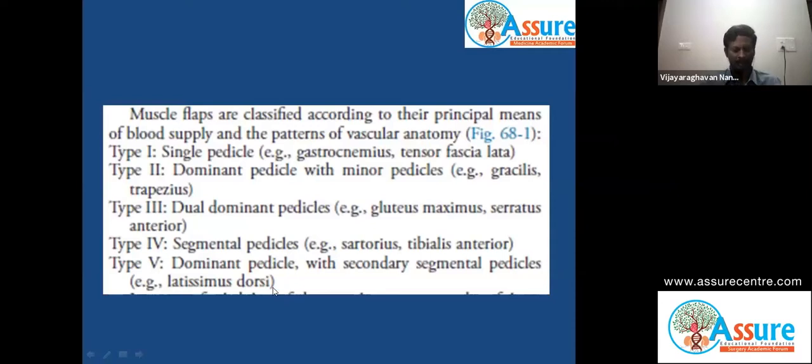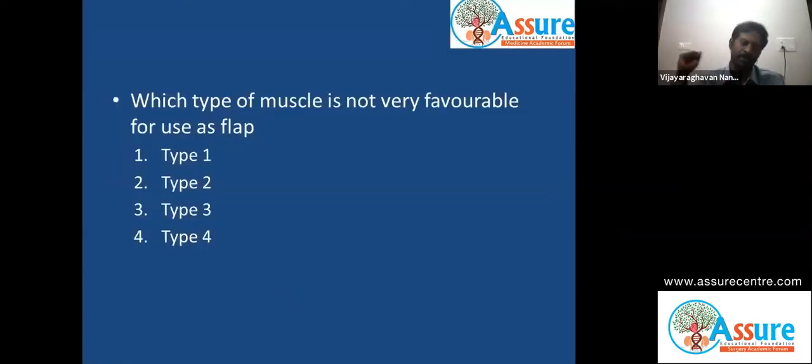So what is extra in the plastic part? This will be the question in plastic. Which type of muscle is not favorable for use as a flap of all these types? If you want, you can include type 5 also. Now, obviously, you know that that's not the answer. Based on what I have explained, anybody wants to attempt this? Any guesses?